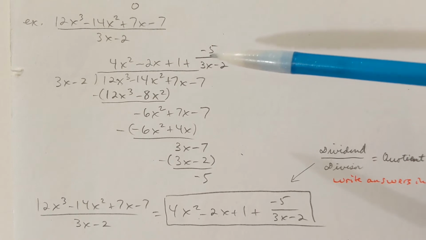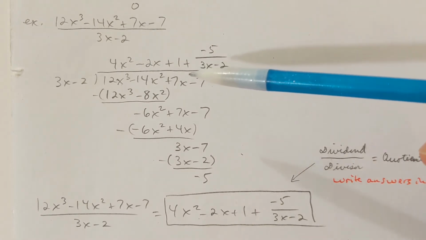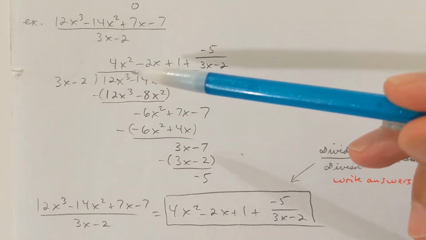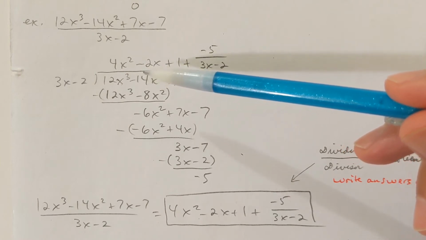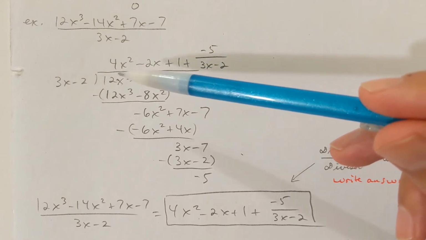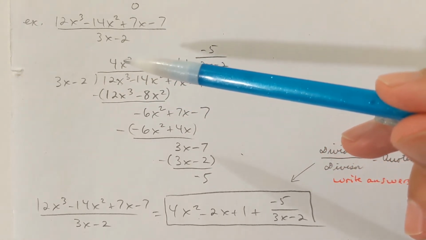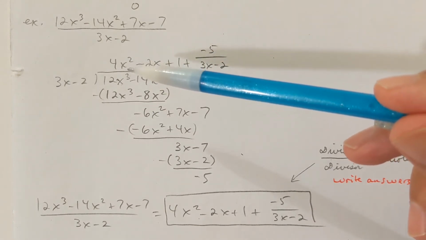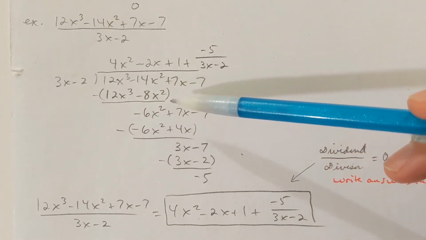12x cubed minus 14x squared plus 7x minus 7 goes underneath it. And I'm going to begin dividing. So I'm looking for an expression such that when I multiply by 3x minus 2, the leading term gives me 12x cubed. Well, that's going to be 4x squared times 3x, which gives me 12x cubed, minus 8x squared, and I'm subtracting that whole thing.